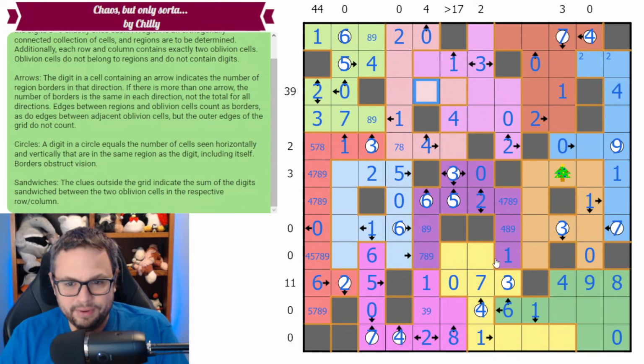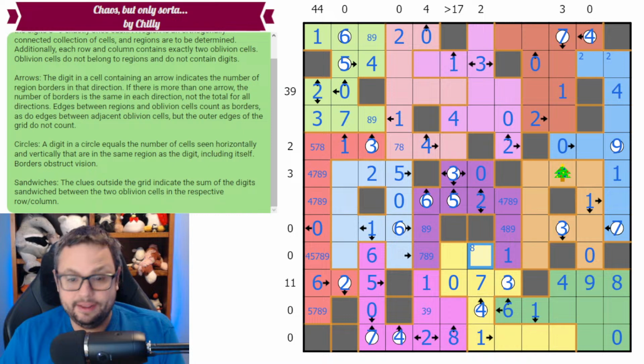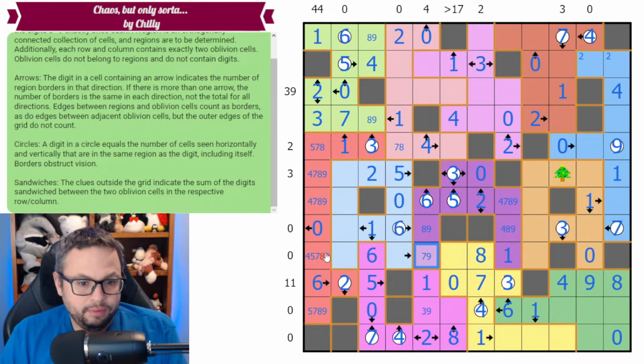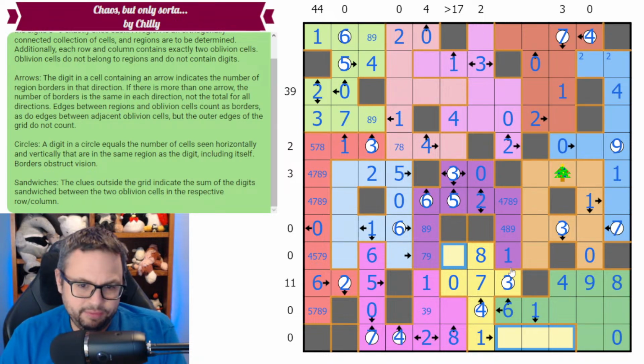Let's see. I was going to look at 3s. What else should I fill in? I know there's an 8 in one of these two cells in yellow. And I seem to know which one it is, actually. There's an 8 in that cell in yellow. So that can go away. Let's see. What is left in yellow? And we'll see if we have anything else. 2. Yes, we do. We haven't placed a 2 in yellow yet.